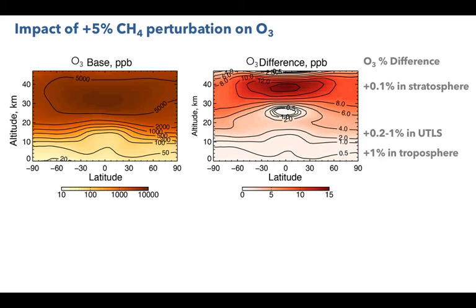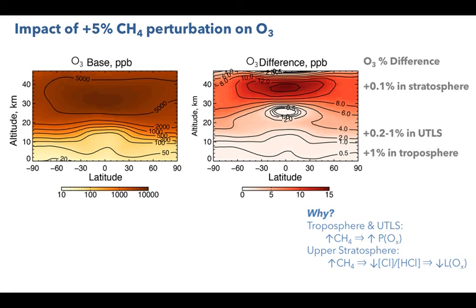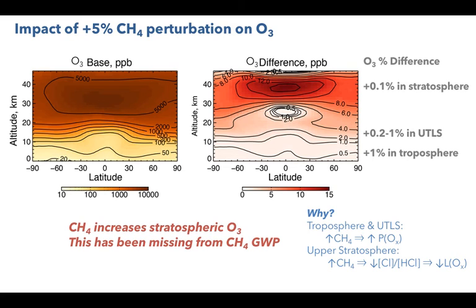On a percent basis, of course, they're larger in the troposphere. Why? Well, I can tell you that methane is a precursor of ozone in the troposphere and UTLS. In the upper stratosphere, what you have is methane suppressing the chlorine sink. The bottom line message, though, is that methane increases stratospheric ozone, no surprise there, but this has not been included in the methane GWP previously.